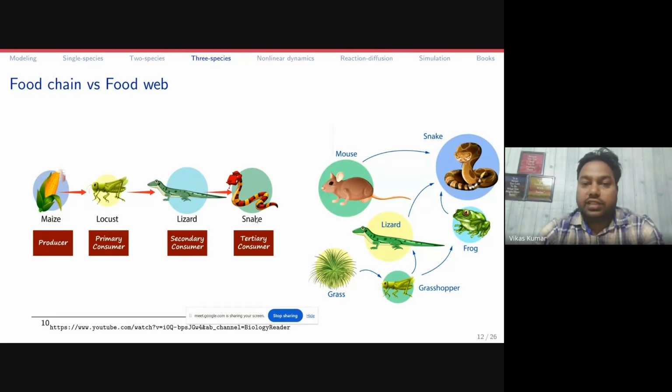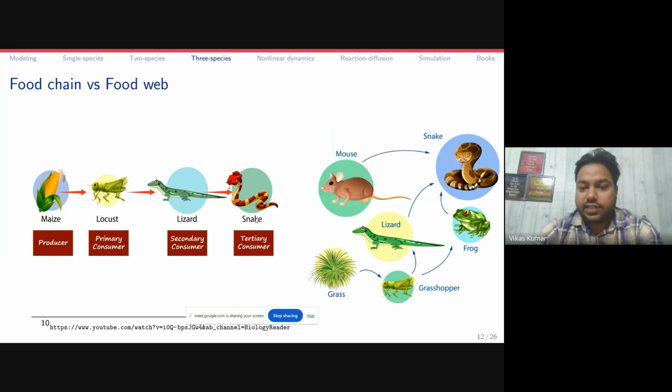Three means understand very well, because in the first species model there was only one population X, in the two species model there were two populations X and Y, and now in the three species model there would be three populations X, Y, and Z. So here I am talking about some food chain model or food web model. These are the applications of such kind of models.